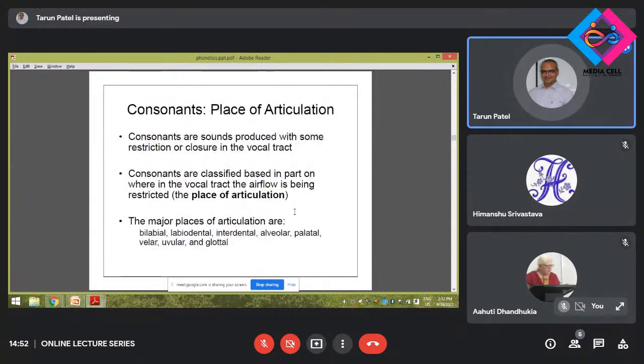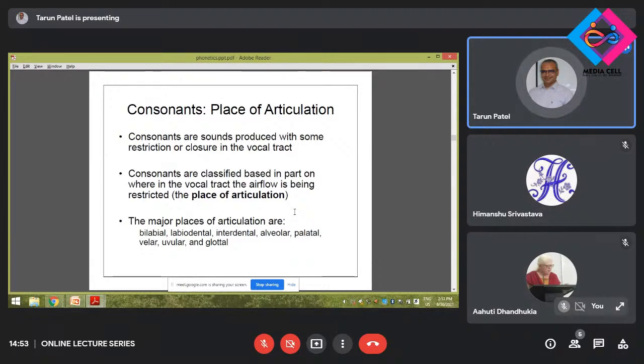Similarly, the consonants and place of articulation. Consonants are sounds produced with some restriction or closure in your vocal tract. And consonants are classified based on where in the vocal tract the airflow is being restricted. For example, when you try to say fur, right? What you do is the airflow comes from your upper teeth ridge and the lower lip.